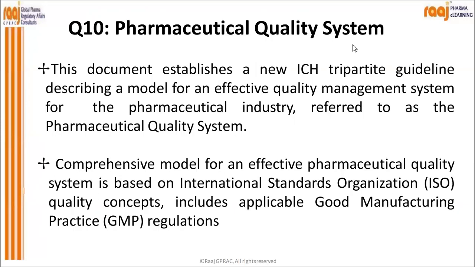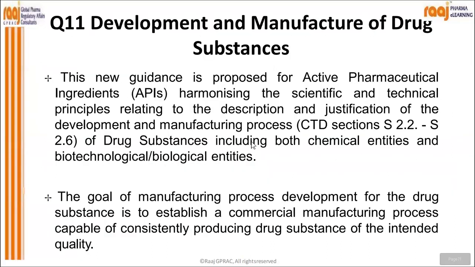Then Q10 talks about the pharmaceutical quality system. Right? Which describes the model for an effective quality management system for the pharmaceutical industry, referred to as the pharmaceutical quality system. Q11 talks about QPD, which is a new guidance proposed for active pharmaceutical ingredient, harmonizing the scientific and technical principles relating to the description and justification of development and manufacturing process. Right? It's given under the CTD topic.